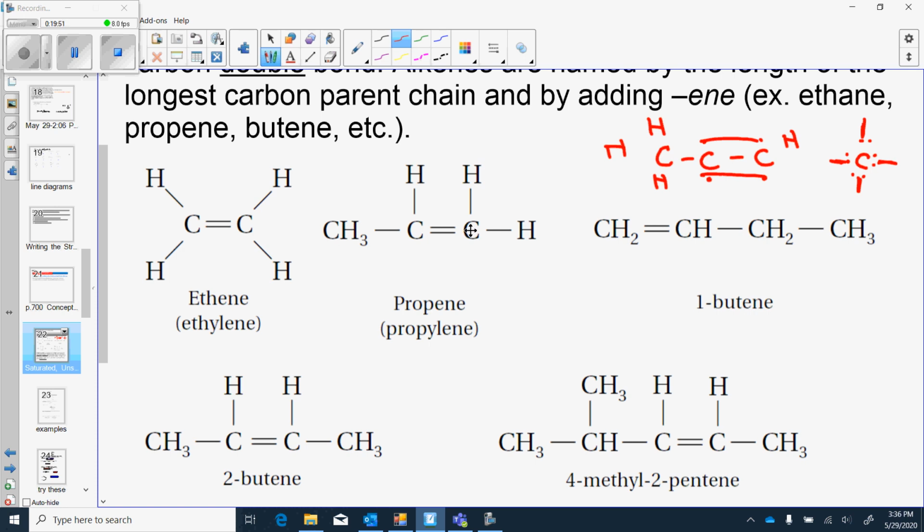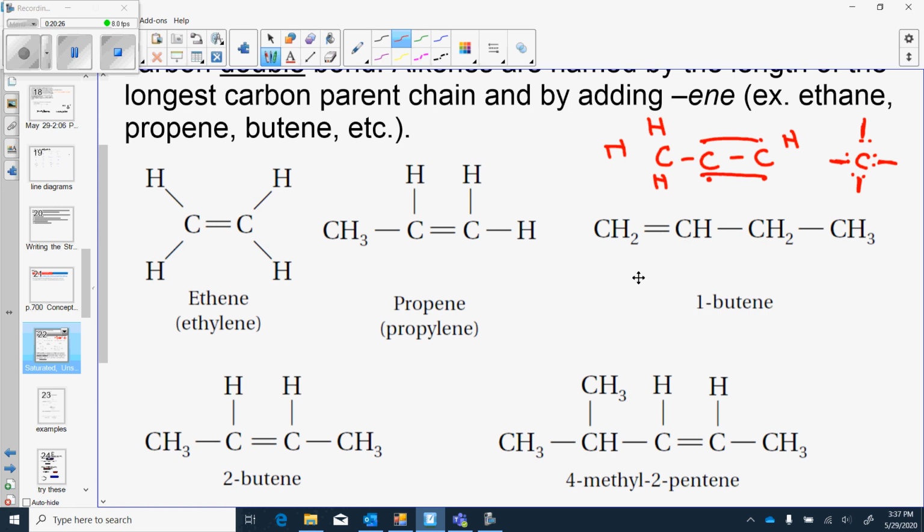So there's no choice. I've got to count here, 1, 2, 3. Now prop for 3, ene, I could put a 1 there, or I could leave it off. It's understood that if there's not a number, it's off of the first carbon. Over here, I put the number in, but I could have called it butene because 1, 2, 3, 4, there's no choice. I've got to count it this way to give this guy the smallest number possible. He's starting at the first carbon and he's between the first carbon and the second carbon. So we numbered on the first carbon.